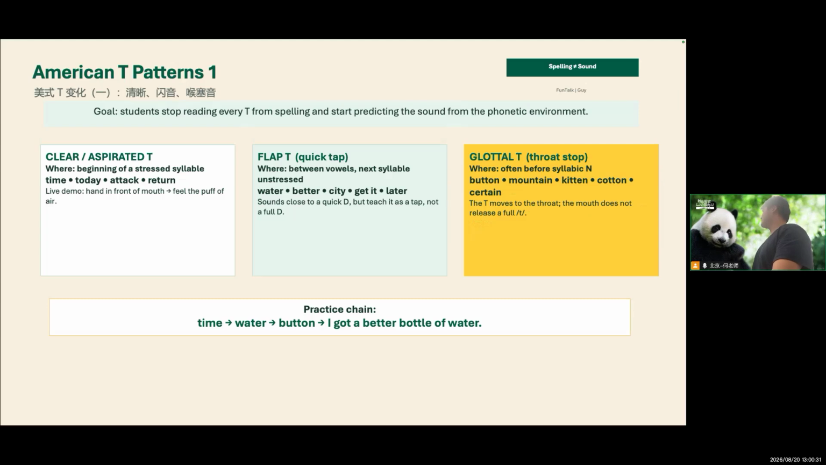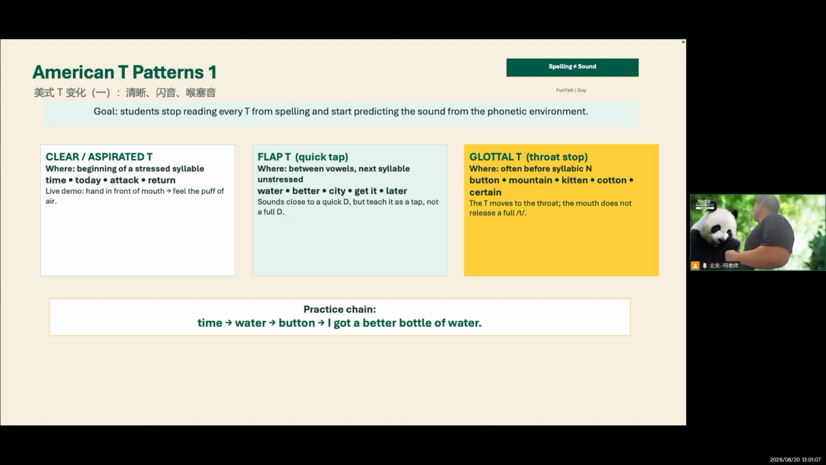All right. So I think this one's clear. When the T is 那个重音在 T, the T is a T, very clear. Okay. 闪音很快解释，一个 T 在两个元音中间会变成一个闪音. 对, water, better, city, get it later. 也能在这个是连读啊, E 和 I 都是元音, get it, you get it, okay, you got it later.